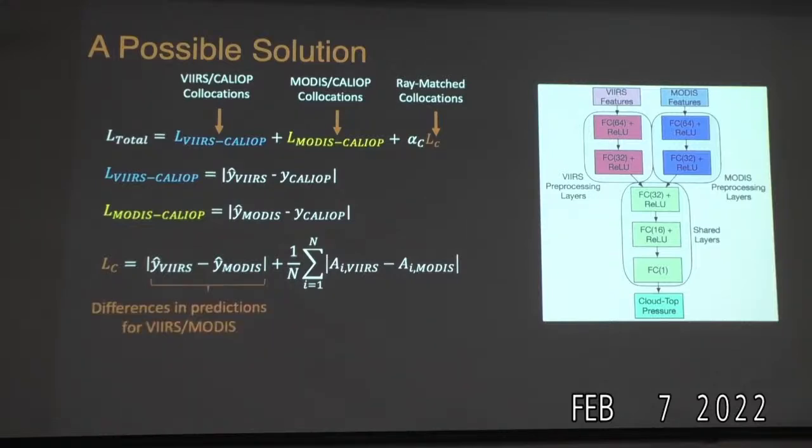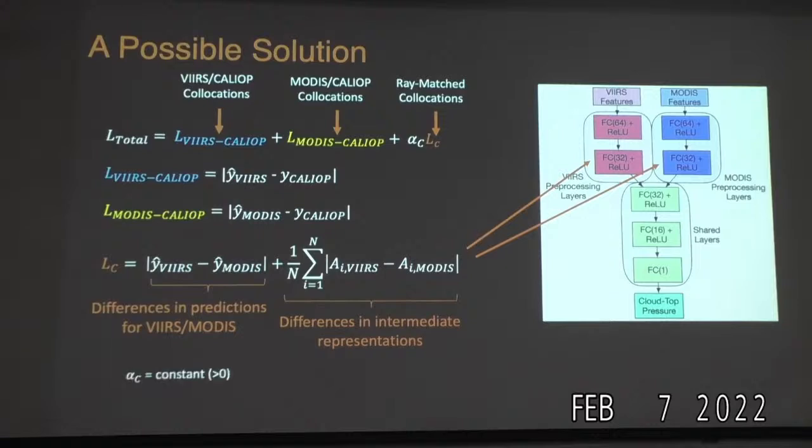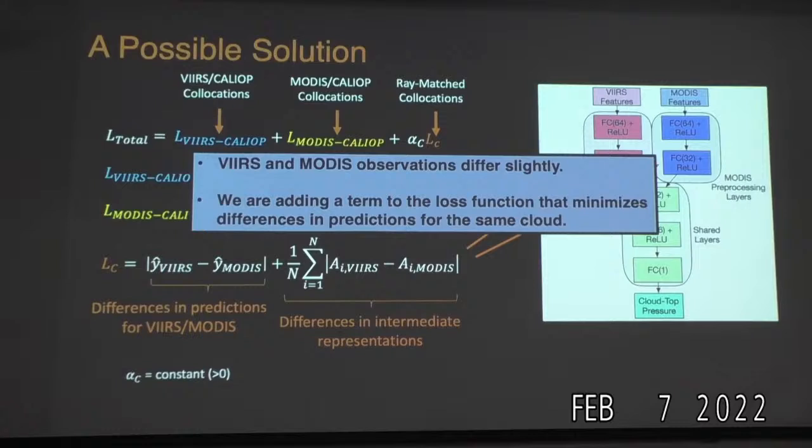It has two components. The first component is differences in predictions for VIIRS and MODIS when they see the same cloud. That comes from the ray-match collocations. The second component is differences in intermediate representations extracted from the last sensor-specific fully connected layer. The motivation behind this is that we want the neural network to obtain similar intermediate representations from these slightly different feature sets. We want to ensure that these representations are similar enough that they result in low differences in predictions between VIIRS and MODIS. Last part, lambda, the constant, describes how much this contributes to the overall loss. So, if I lost you on this slide, maybe I lost one person on this: VIIRS and MODIS observations differ very slightly. So what we're doing is adding a term to the loss function that minimizes differences in predictions when these two sensors see the same cloud.